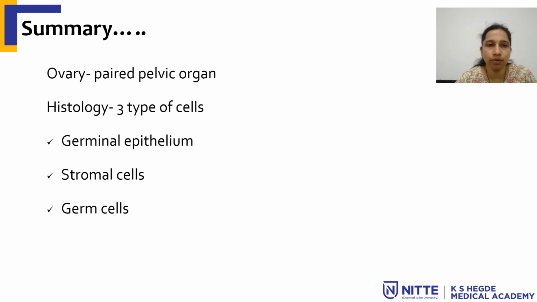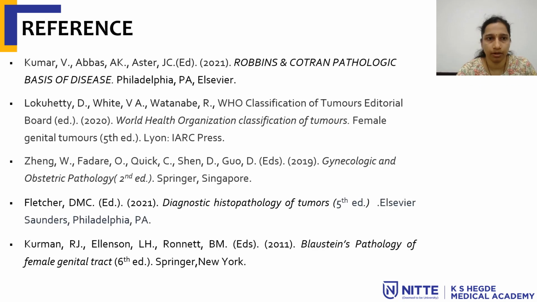So to summarize, ovary is a paired pelvic organ which is situated on either side of the uterus. On histology, there are mainly three types of cells: the germinal epithelium cells, stromal or sex cord stromal cells, and germ cells. These are the references.